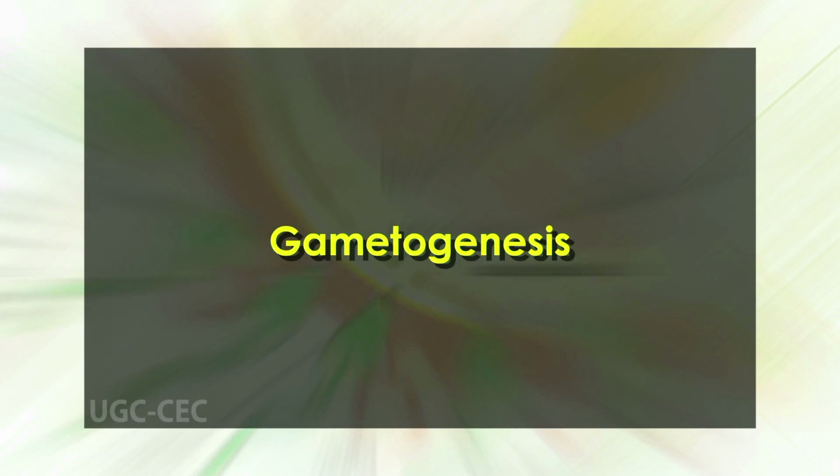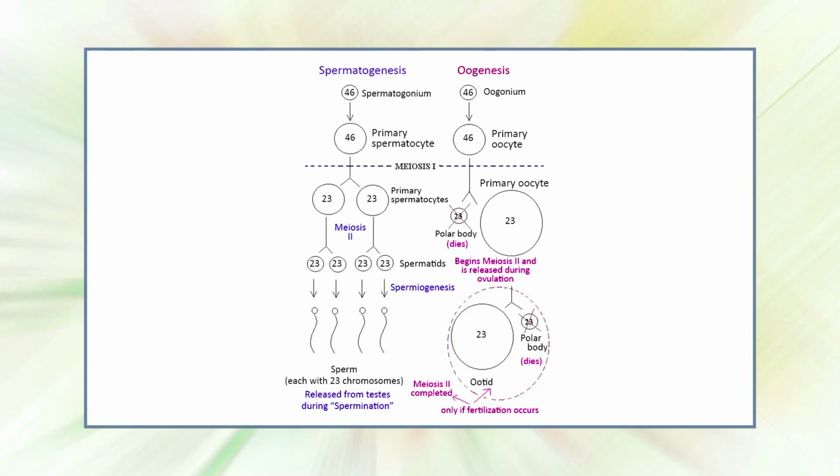Dear students, now let's move on to the main topic, gametogenesis. The process of formation of haploid gametes from the undifferentiated diploid germ cells in the gonads for sexual reproduction is called gametogenesis. It's of 2 types: spermatogenesis, which is the formation of male gametes, that's spermatozoa, and oogenesis, which is the formation of female gametes, that's ova.